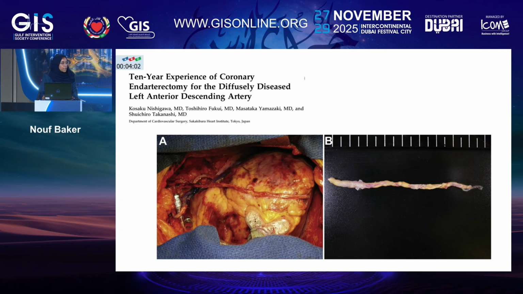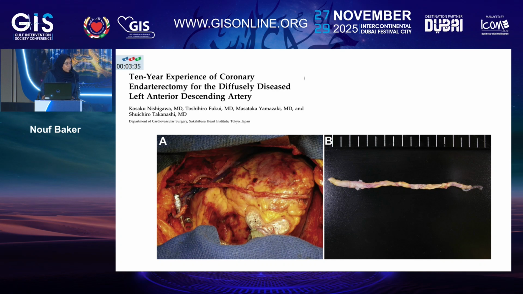They included 188 patients where they performed endarterectomies to the LAD with only patch using either the ITA or the RITA. And they looked at angiographic patency. Patency was good at pre-discharge, about 96%, and 92% at 1-year follow-up, which are very encouraging results.